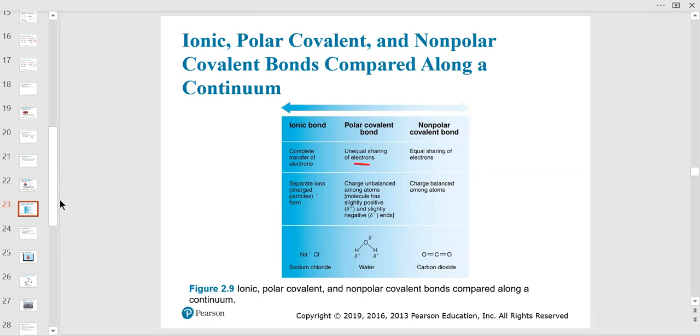Okay. So again, just comparing the three. This is a nice table, tells you what's going on. Loss and gain, unequal sharing, equal sharing. Very good, and it gives you examples. This is really good, so you should remember this. H2O, polar covalent bond. I remember where, again, we're not talking about hydrogen bonds here yet. Just kind of brought it up.